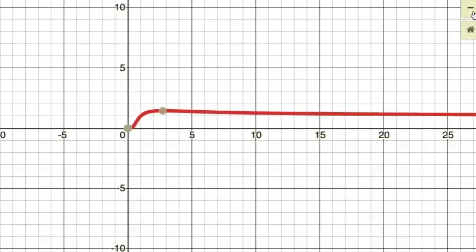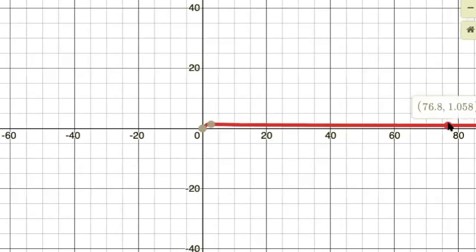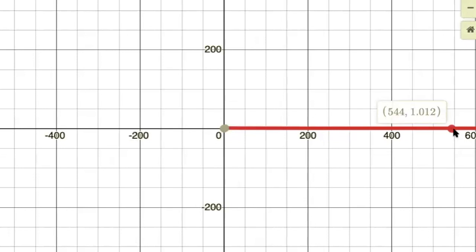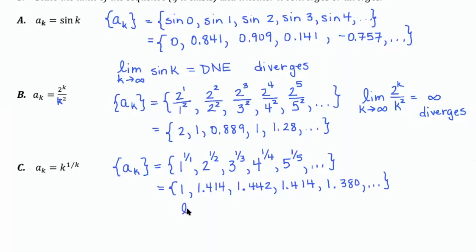I can zoom out, zoom out, zoom out, and then check again. Yeah, we're getting closer to 1 in the y values. I can zoom out some more, still getting closer to 1. So it seems like this sequence is going to converge to 1. So the limit as k approaches infinity of k to the 1 over k power will be 1, which means that this sequence converges.